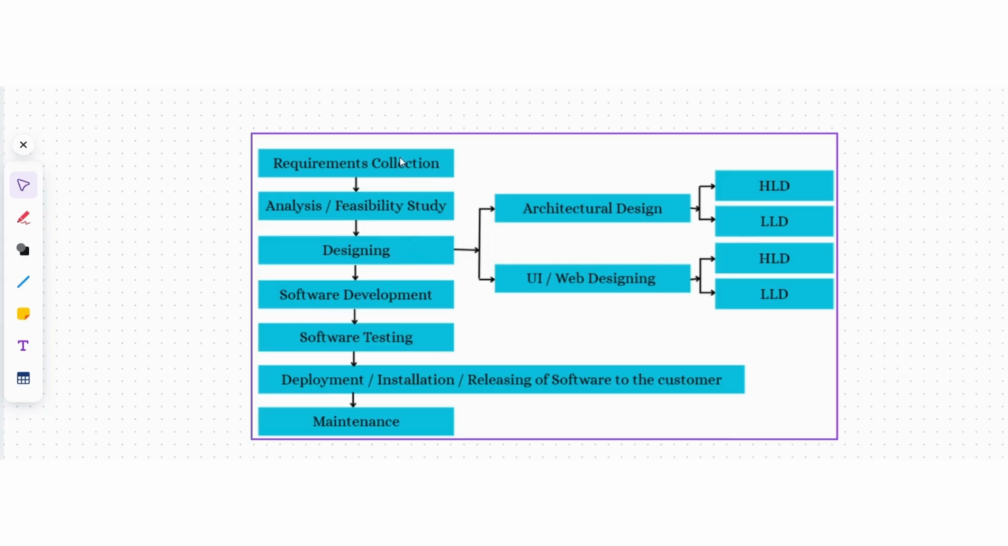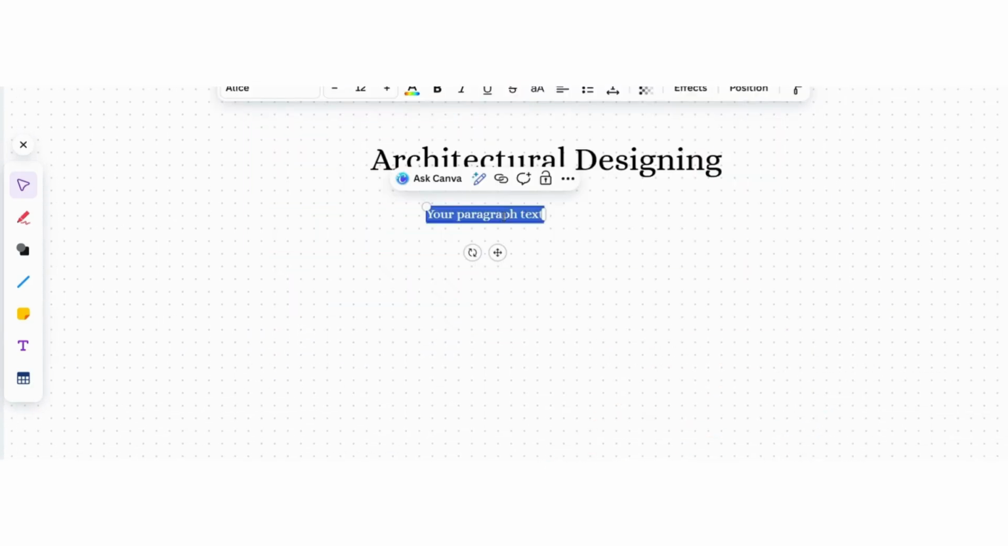Once we are done with the requirement collection and the feasibility study, we move to the designing. This is where the structure and blueprint of the project are created before any coding begins. The designing phase happens in two ways, architectural designing and UI or web designing. In this video, we will discuss only the architectural designing part.